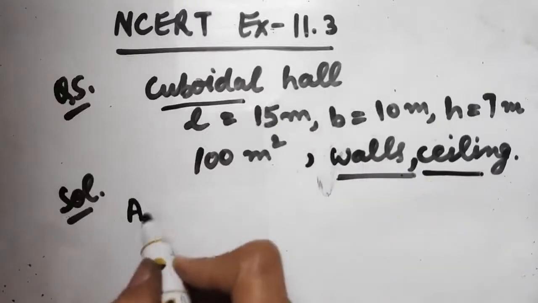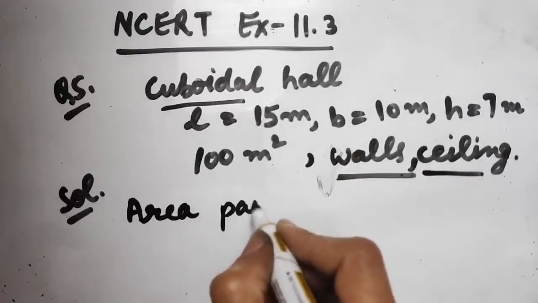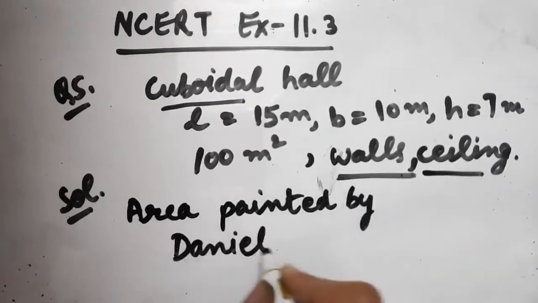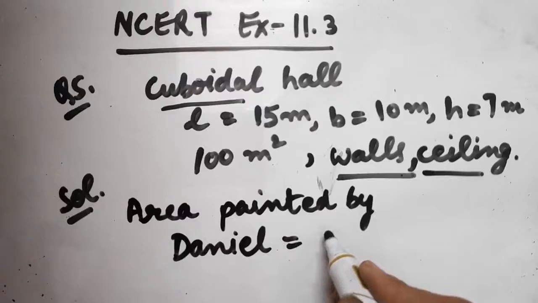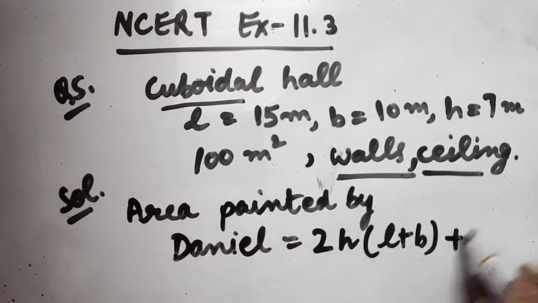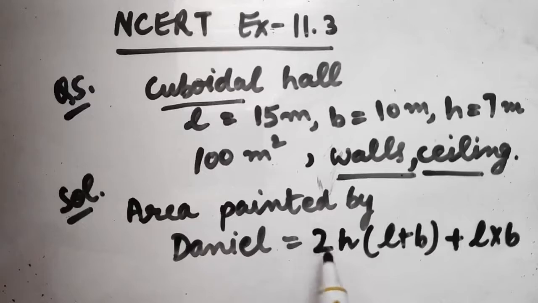So length, breadth and height are given to us. Area painted by Daniel will be equal to area of 4 walls. In case of cuboid, area of 4 walls is given by 2h(L plus B), plus area of ceiling, which will be L into B. So this is how you are supposed to find out which area you are supposed to paint, or according to the requirement of the question you are supposed to add and subtract the areas from the total surface area, or whatsoever is the requirement of the question.